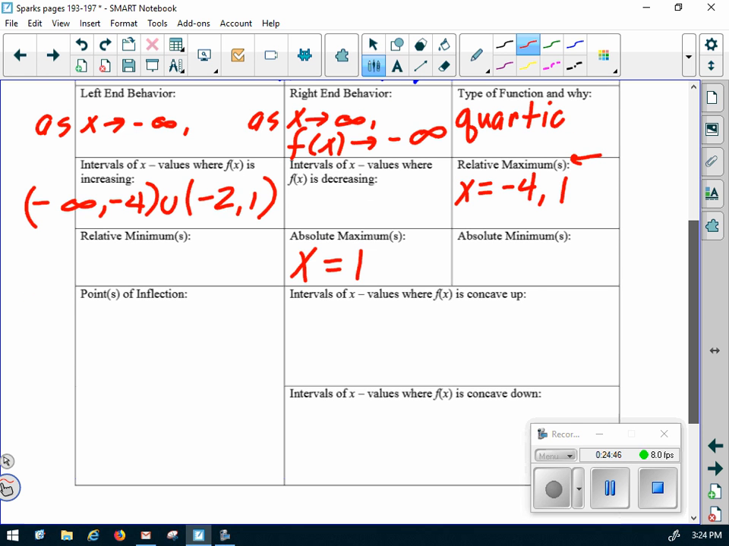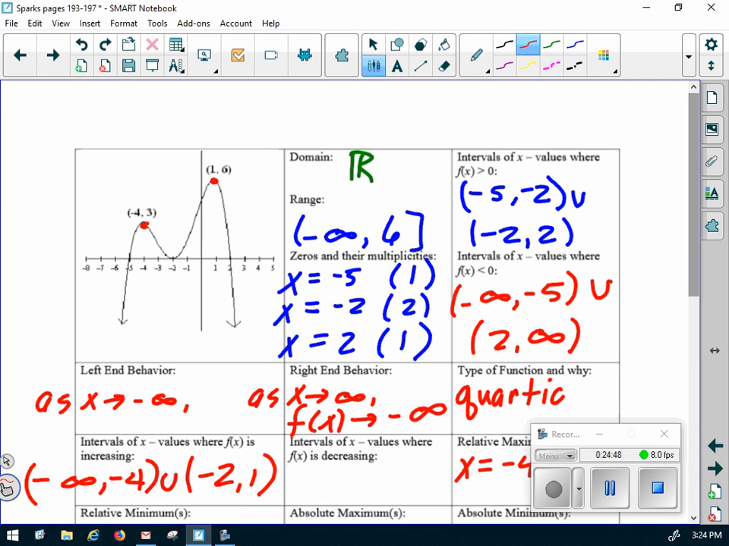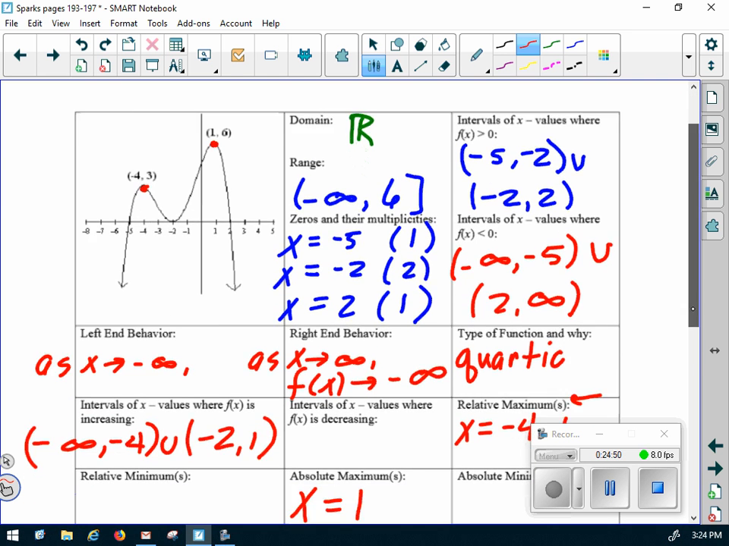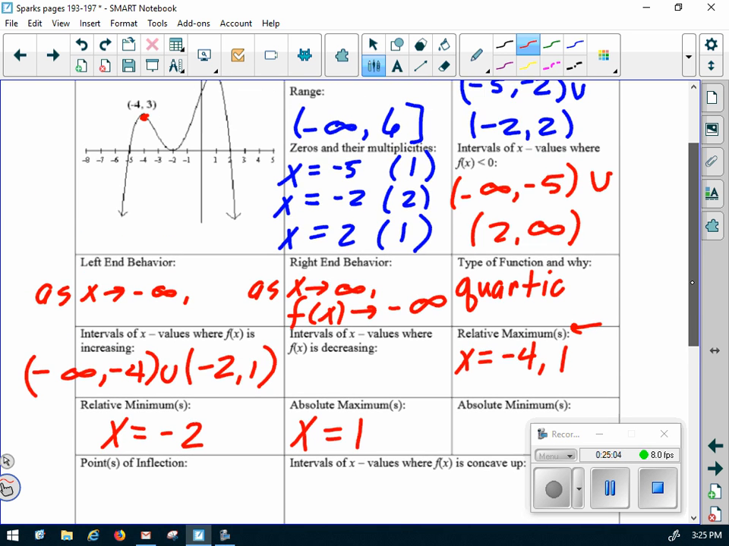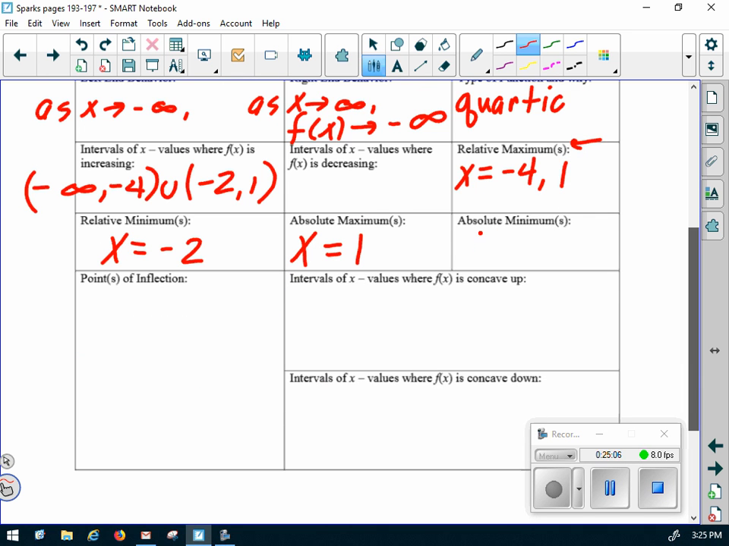Relative minimums. Is that it? Because the definition of a relative min is where the function changes from decreasing to increasing. Absolute minimum. Does not exist. Good. You can write DNE for does not exist.